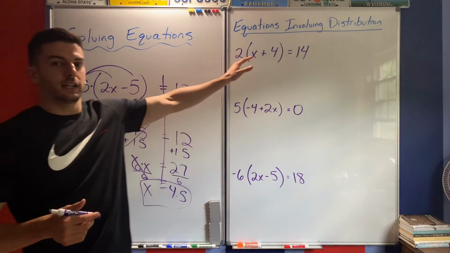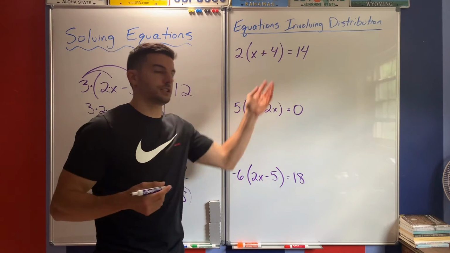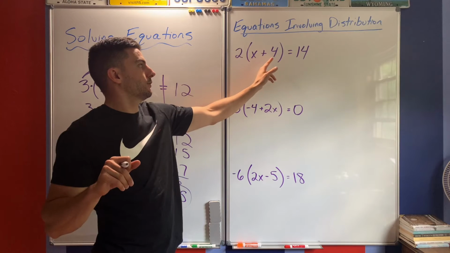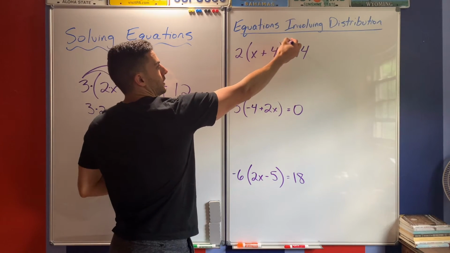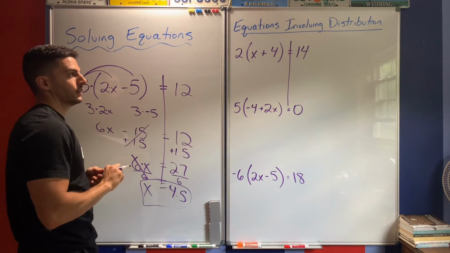So now I'm going to walk through these guys. And again, you're welcome to just pause the video at any time and just try these yourself. But I'm going to just try to work through these three the same way. 2 times the group, x plus 4, equals 14. Okay, so again, same idea. We draw our line down from our equal sign, okay? And I'm looking at this.